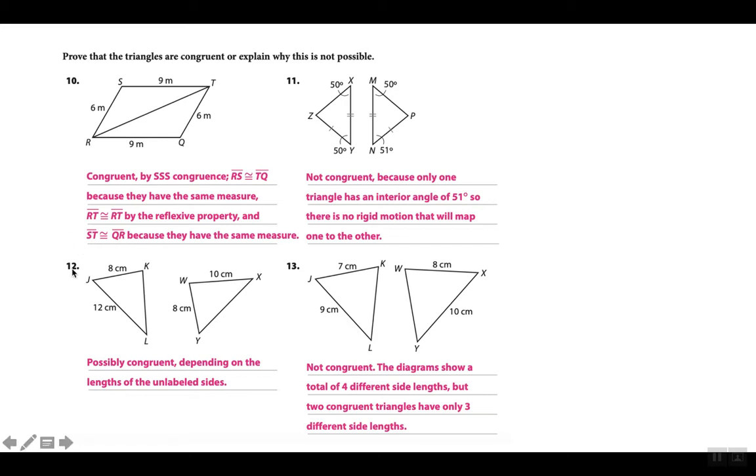Okay, en número 12, hay una pregunta como el número 12 en la tarea. Fíjense que la respuesta dice posiblemente congruente. Depende del largo de los lados que no están marcados, que los lados que no se sabe cuánto miden. Así que es posiblemente congruente.